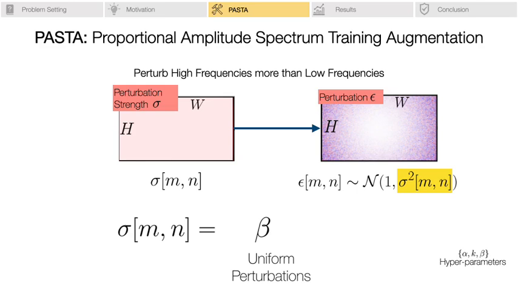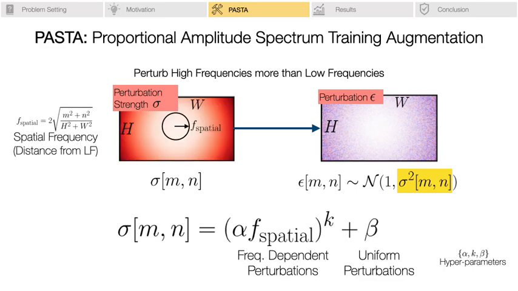To construct the sigma matrix, we begin by adding a uniform constant for a base level of perturbation across the amplitude, controlled by the hyperparameter beta. We also introduce a frequency-dependent component, f-spatial, representing the distance from a given spatial position to the center of the matrix. F-spatial ranges from 0 at the center to 1 at the corners. As frequency rises, alpha controls the linear scaling of sigma values, while k allows for the exponential scaling of values. Both are crucial for perturbing high frequencies more than the low ones.